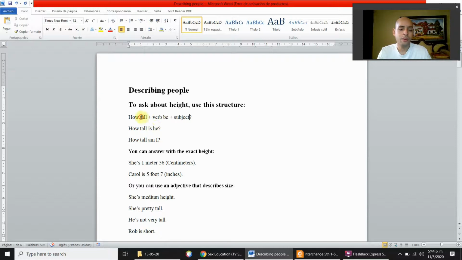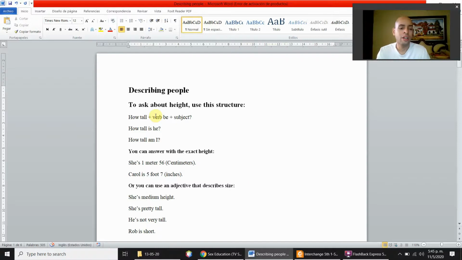When you ask how tall, you're asking about the size of the person, if it's big, tall, or short, down here. So the bigger a person is, the taller the person is, and the smaller a person is in size, well, the shorter the person is.